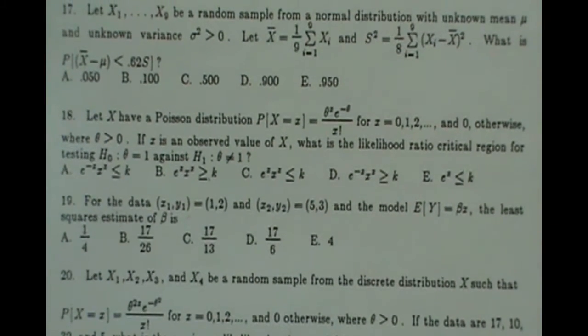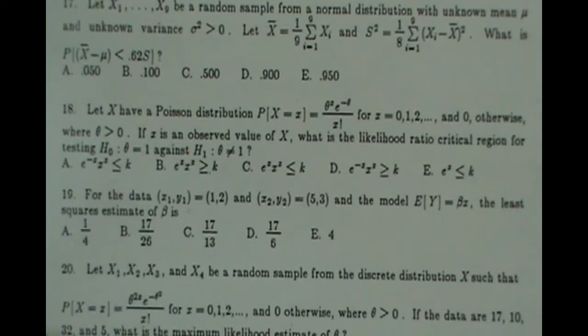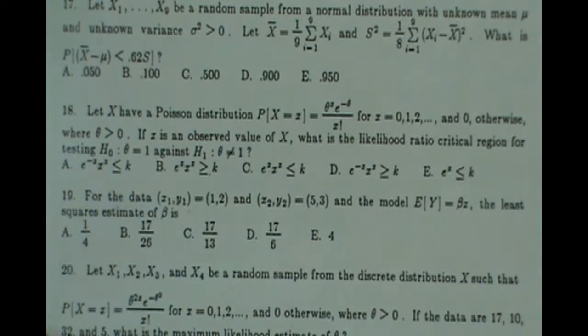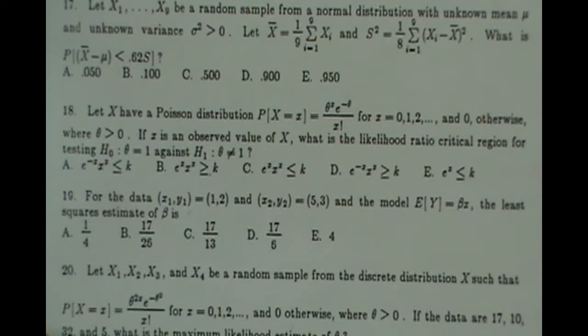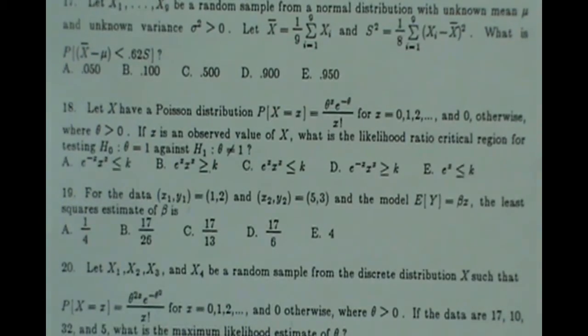Number 18. Let x have a Poisson distribution for x equal to 0 to infinity, 0 otherwise, where theta is greater than 0. If x is an observed value of the random variable X, what is the likelihood ratio region for testing the null hypothesis that theta is equal to 1 against the alternative hypothesis that theta is not equal to 1?